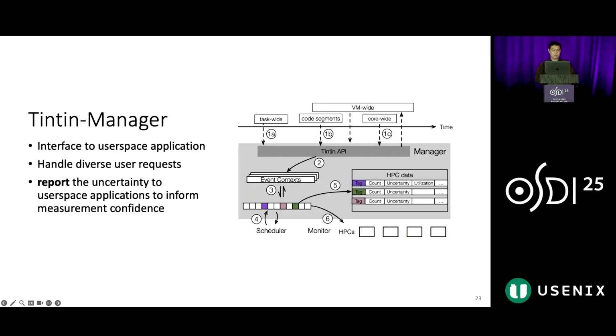And the last component is the manager. It is an interface to user space application. It can handle diverse user requests, and I think its main novelty is that it also reports the measurement uncertainty to user space application to enforce the measurement confidence. As far as I know, this is the first profiling tool which reports this measurement uncertainty to user space.